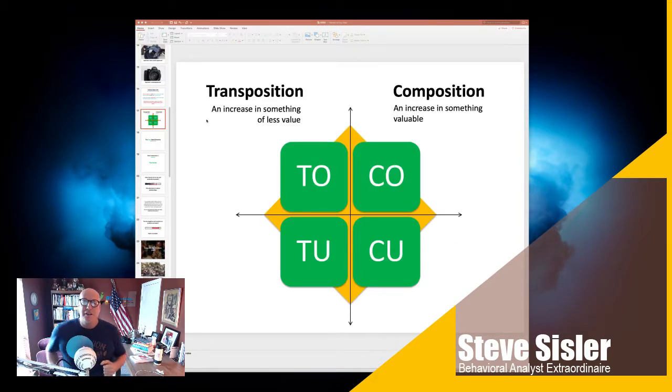Okay. There's transposition and composition. So transposition is an increase in something of value. Yeah, you're talking about attention. Unbelievable, man. I love it. Hey, this is what makes me successful too, right? It's why I'm not working on railroad tracks. So composition is an increase in something valuable. And transposition is an increase in something of less value.